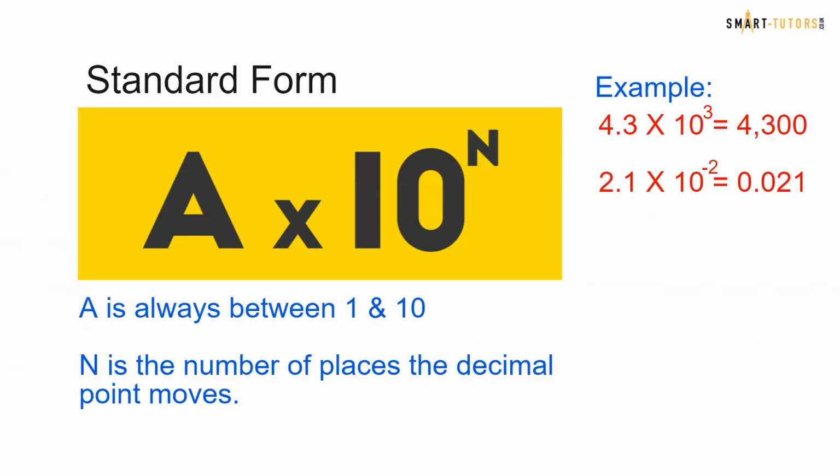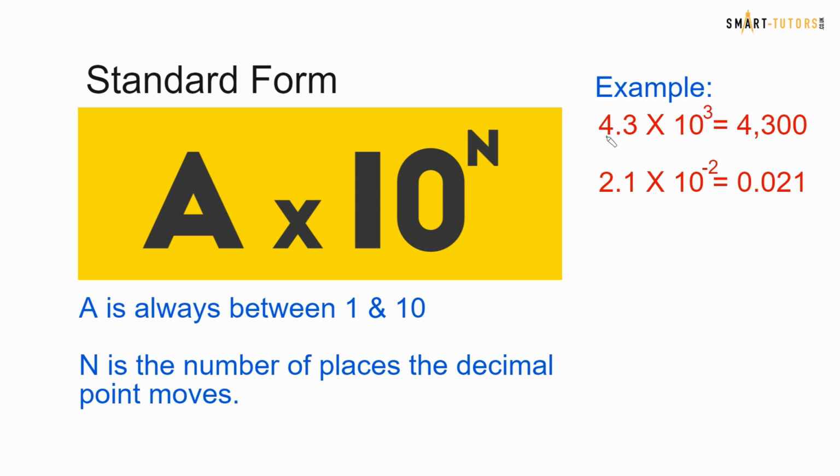Standard form is a form in which a big number can be simplified and written in its shortest form, which is a times 10 to the power n. A is always between 1 and 10, and n is an integer, which can be negative or positive. It decides the number of places the decimal point moves.